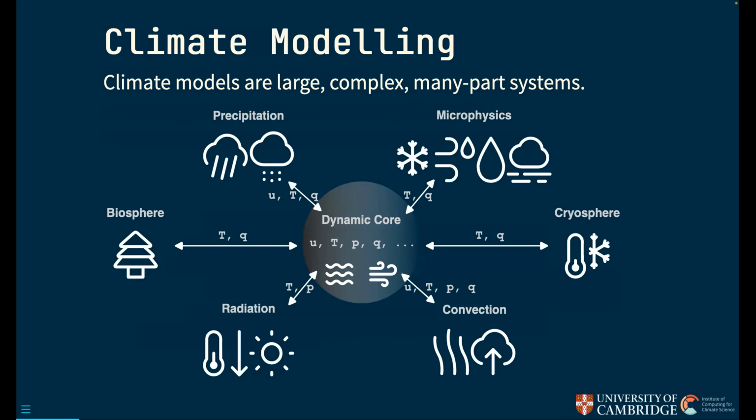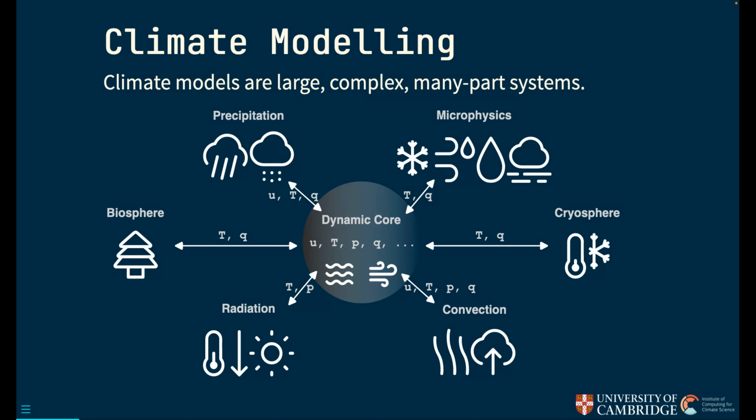So climate modeling, I don't know exactly the audience here, but hopefully everyone's reasonably familiar with the idea that climate models are very large, very complex, multi-part systems. So you'll have some kind of dynamic core driving your simulations, but then several parameterizations around the edge controlling things like microphysics or biosphere, possibly some kind of convection model, etc.